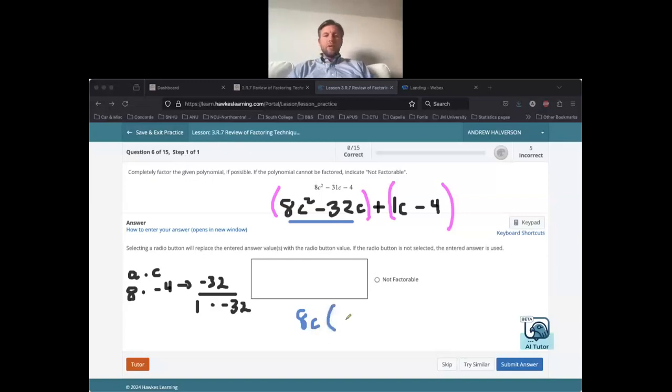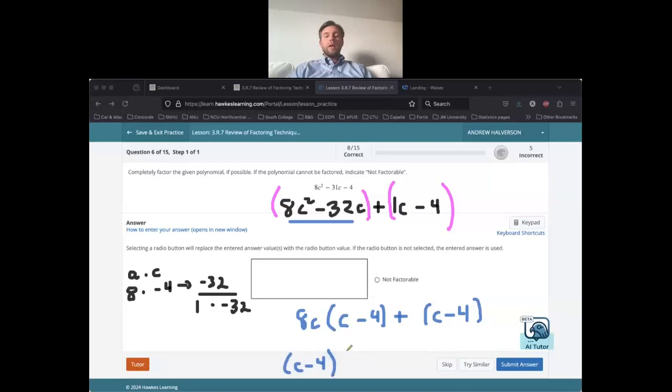Okay, pull an 8C out, and I'm left with C minus 4. In front of the second set of parentheses, there's nothing to pull out, nothing common. So you leave it as C minus 4. So I have the same binomial here, which is what I was hoping for, and I got it. So it's great. So I pulled the C minus 4 out as the common binomial.